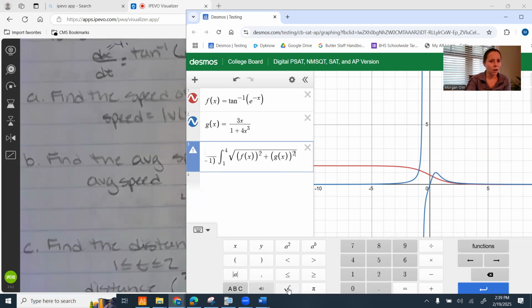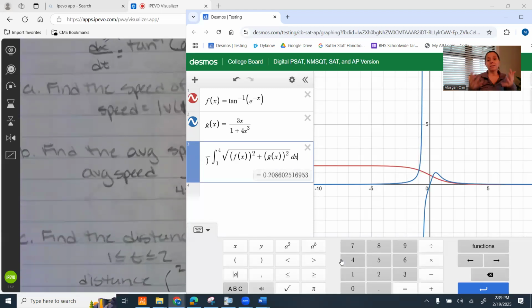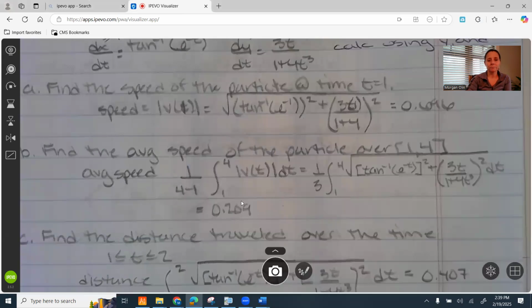And here's the reason why it's not coming out as an answer. Make sure you arrow out all the way to the side right there. So use your arrows and then put dx. You have to put the dx in there to be able to get the decimal. And you can see what the answer is right there, 0.20860. I rounded it to 0.209 on my paper right here.